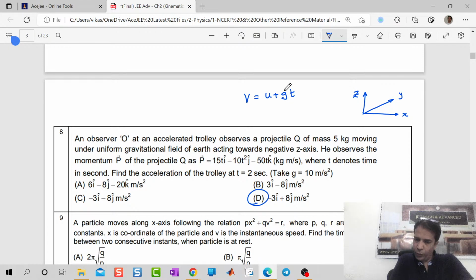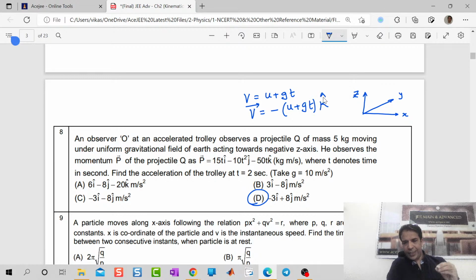In terms of the vector notation, we can write this as v is equal to minus u plus gt k cap. So this is the velocity of the projectile Q as seen by the observer on the ground. Now let's look at the velocity of the observer O. The velocity of the observer will be something in the horizontal plane, right? Or maybe we don't know, it doesn't say that it's an accelerated trolley, even though it hints, because the trolley is not going to be moving in the vertical direction, but it may be moving.